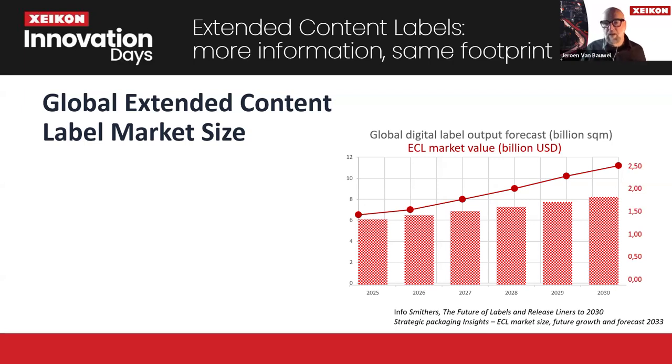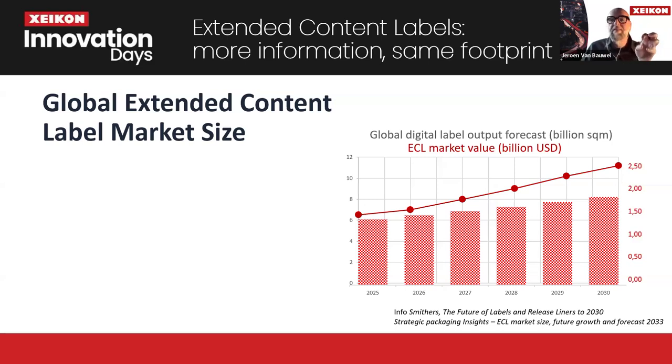And actually, what we see when looking at these 2 graphs is that this growth curve between 25 and 30 is not just a growing label market, we're seeing structural change in how information lives on packaging. The increase in digital label output and the rising market value of extended content labels are driven by a fundamental shift. There is more information being required and there is less packaging being allowed.